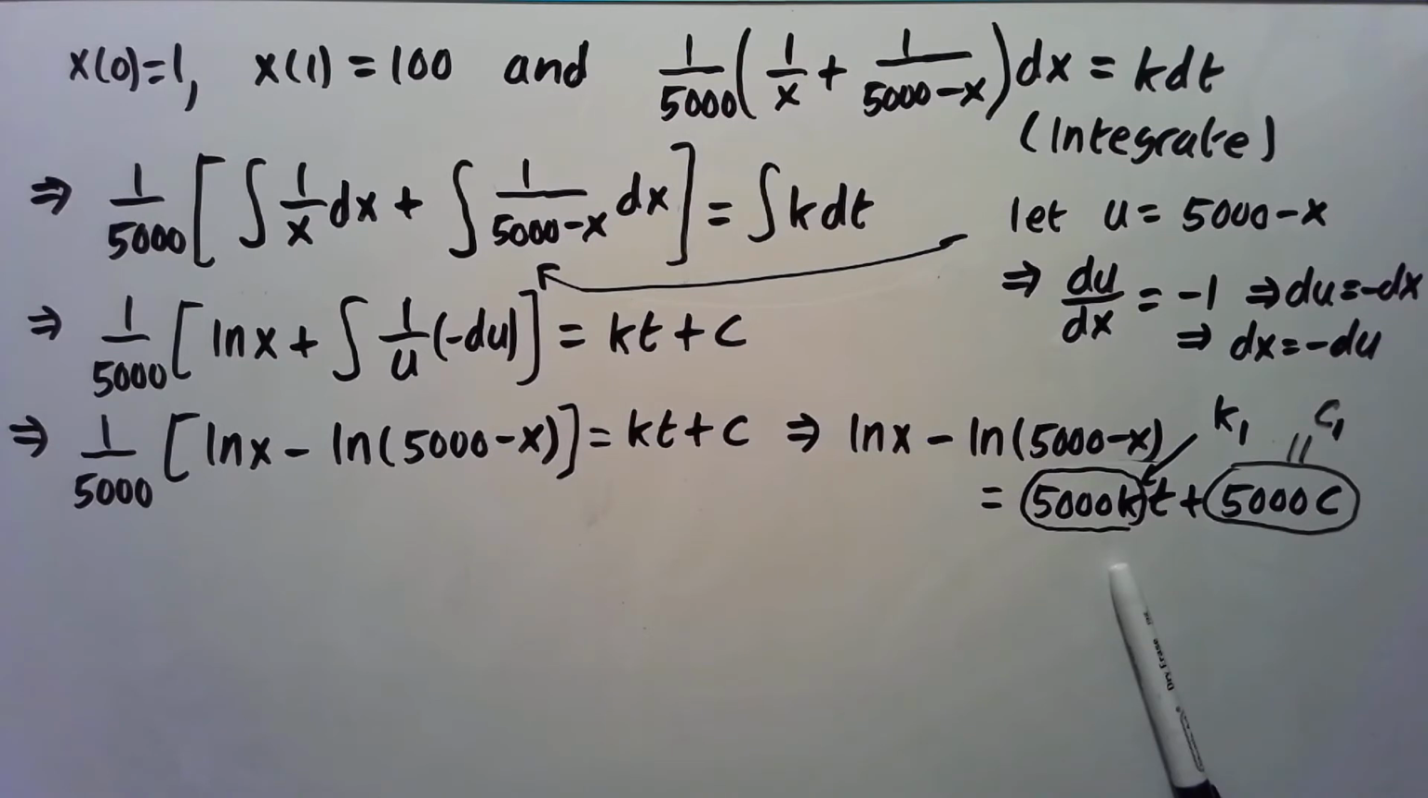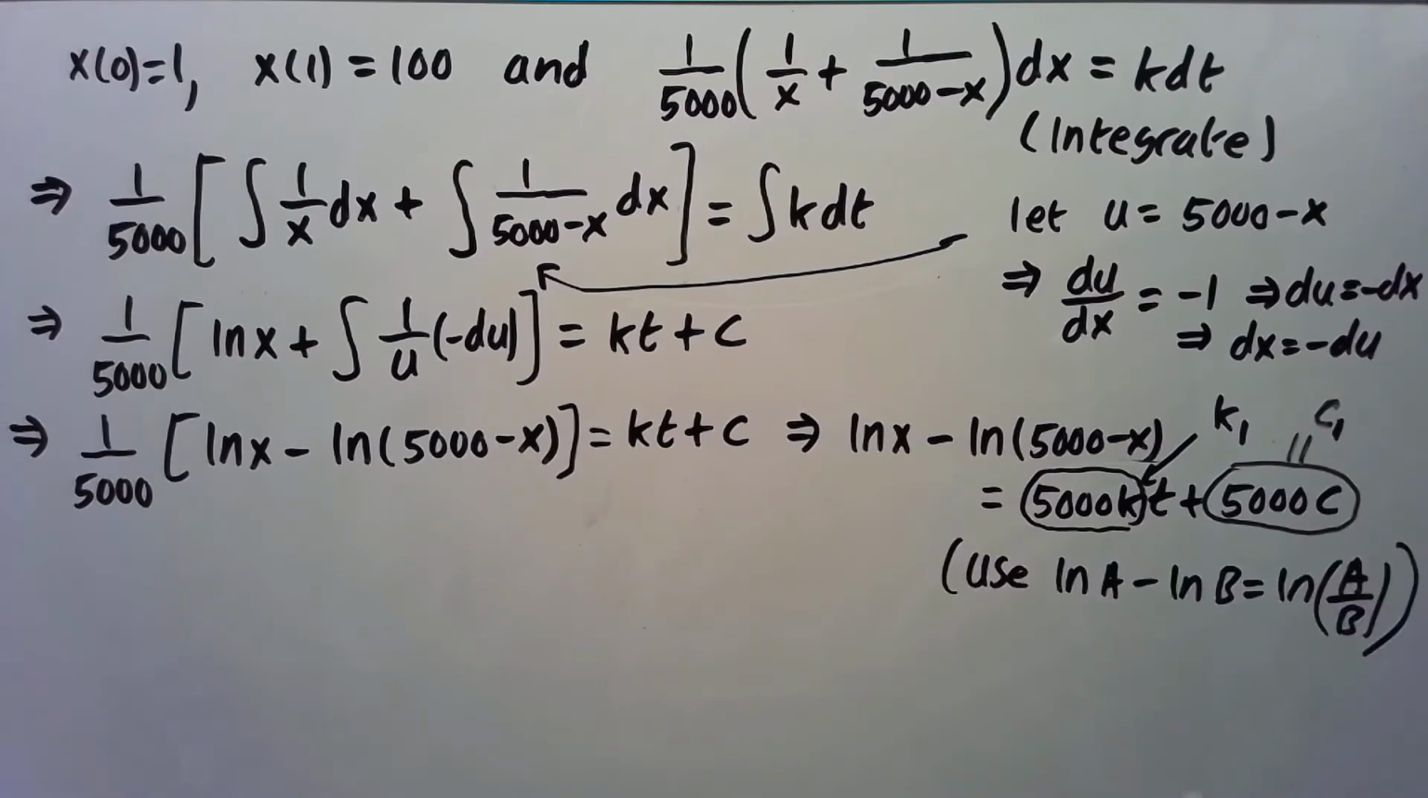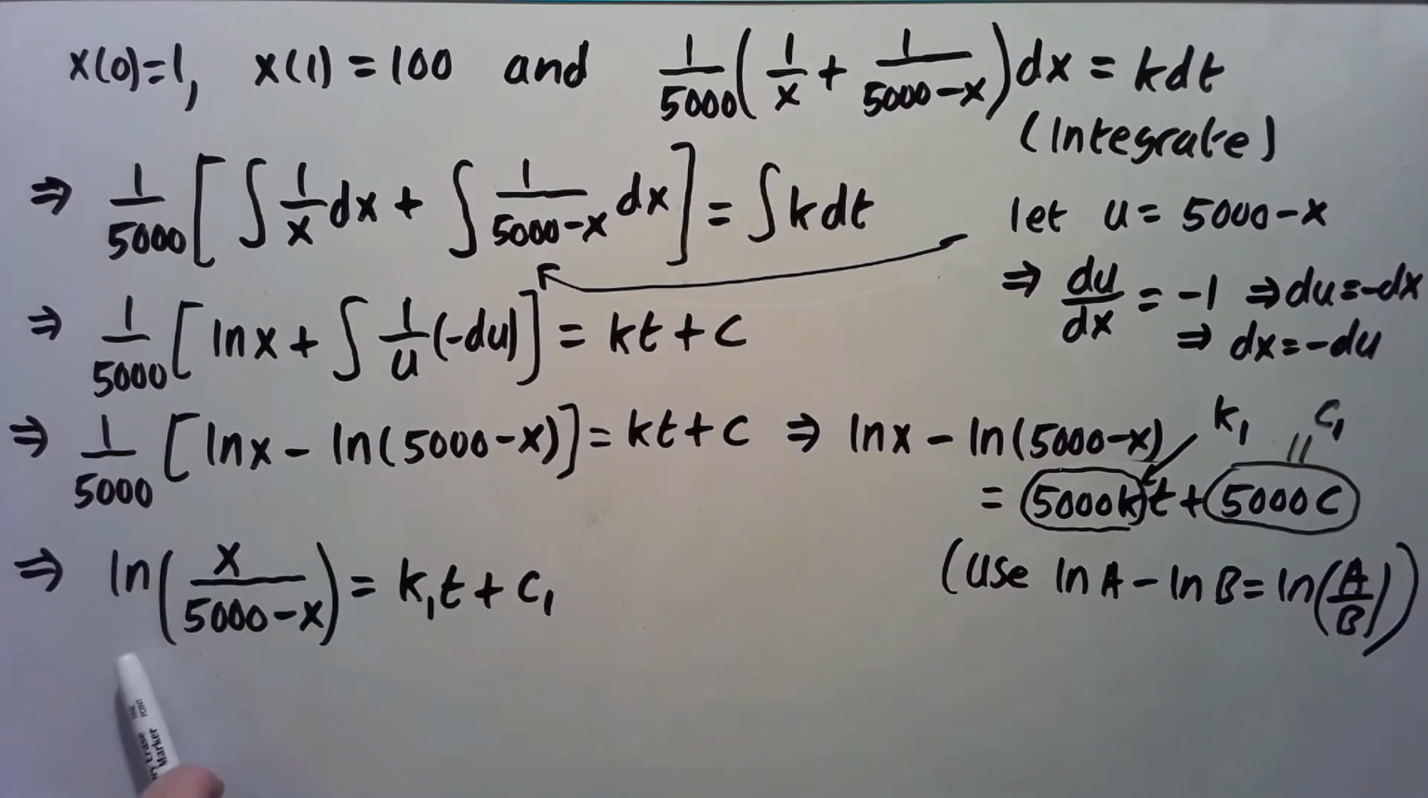Okay, so like this. Now let's use some properties of logs. We're going to use ln of a minus ln of b equals ln of a over b. So apply that where a is x and b is 5,000 minus x. So applying it here, we get the ln of x over 5,000 minus x equals k1t plus c1.